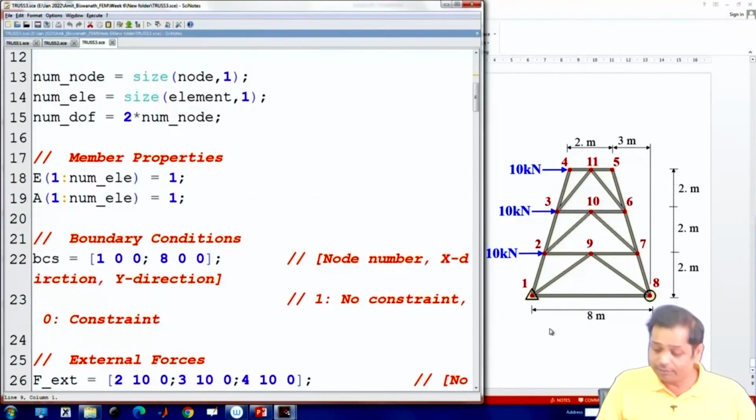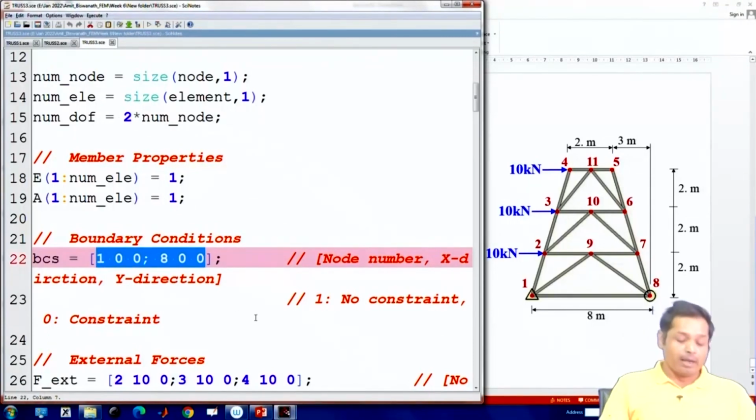The boundary conditions. It should not be a roller; it is a hinge here. So the boundary conditions we have here are that both degrees of freedom are constrained here, and both degrees of freedom are constrained at node number 8. Though it is shown as a roller, it should be a hinge. That's how the boundary condition is given here.